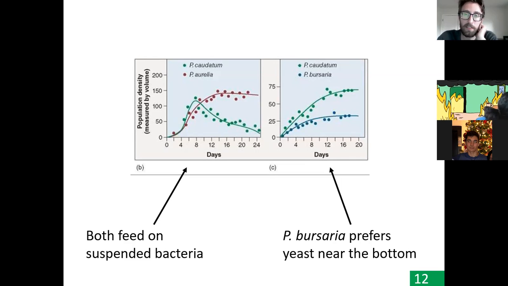And his explanation for why we got extinction in one case and not in the other is that Paramecium bursaria might be using a slightly different resource. He was arguing that they prefer to eat yeast cells near the bottom of the test tube rather than bacteria that are suspended in the water of the test tube. So perhaps that's why we see coexistence in some cases and exclusion in others: competitors have evolved to use slightly different resources, and that promotes coexistence.